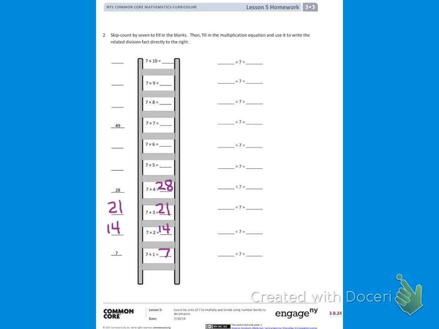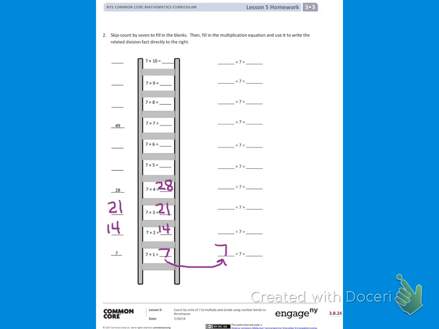But I want to take a look at the related division facts that are next to the ones I've completed. If you look over to the right, you can see blank divided by 7 is blank on every single one of those problems. Well, the very first number is always going to be the product that you got on the ladder. Remember, product means answer. So if I take this 7 and put it on the first line, it says 7 divided by 7.